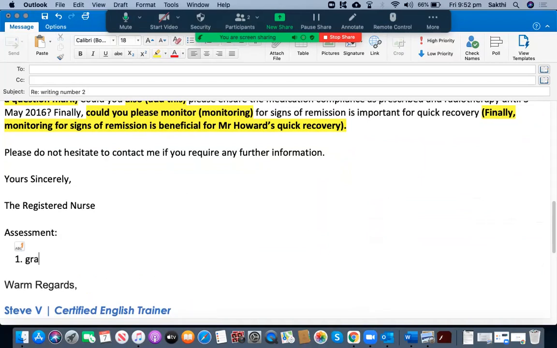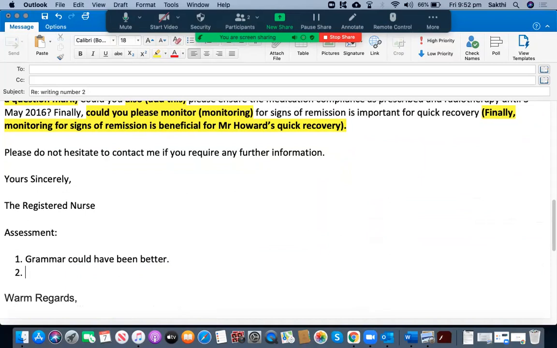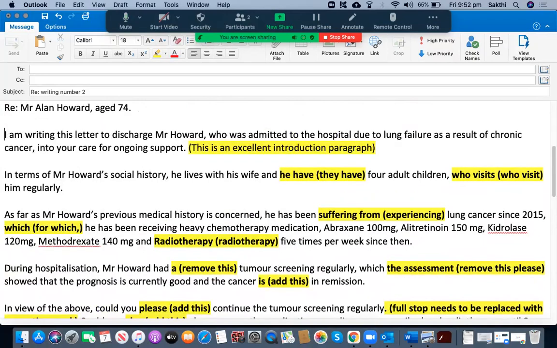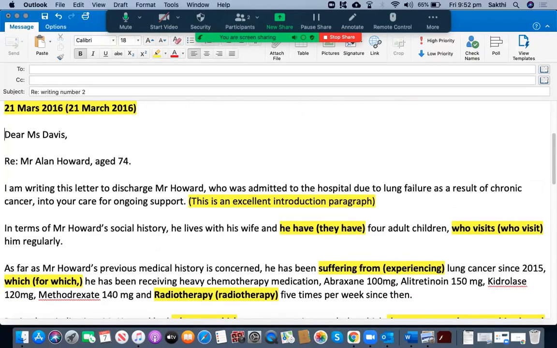First one is grammar. It could have been better. Small mistakes make a huge difference. You started very well. Your introduction paragraph was amazing without any mistakes, and slowly you are losing your control on grammar. For example, he has, who visits, who visit. You need to be a bit mindful about that.